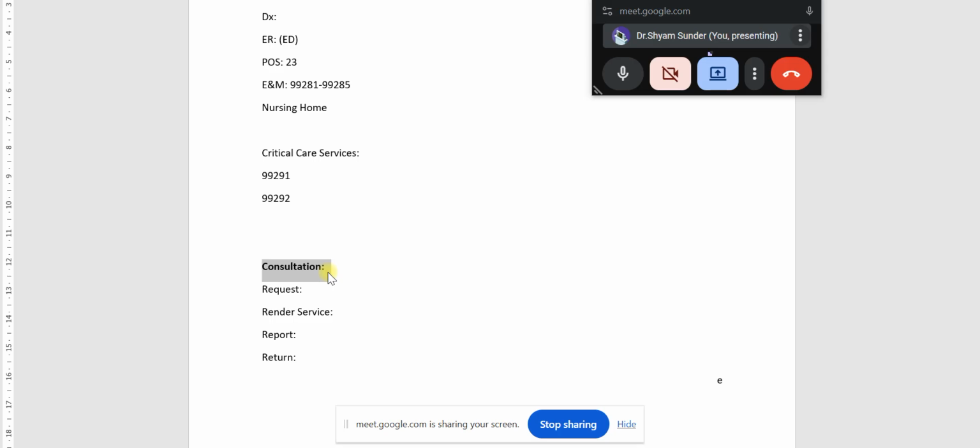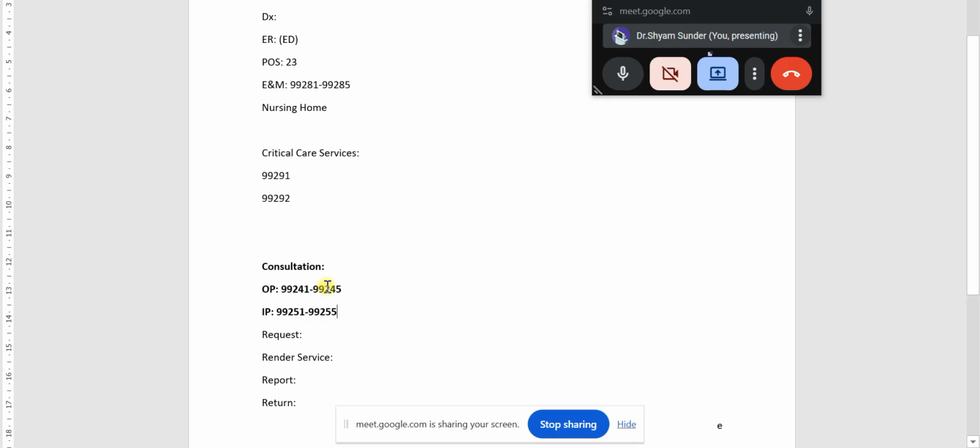We have separate coursework consultation in the office. So this consultation will work for both the settings, inpatient and outpatient both? Yes, absolutely. Because in case of OP, your codes are 99241 series, 99241 to 245. In case of IP, the codes are 99251 to 99255.